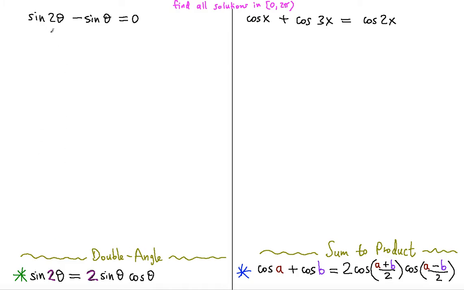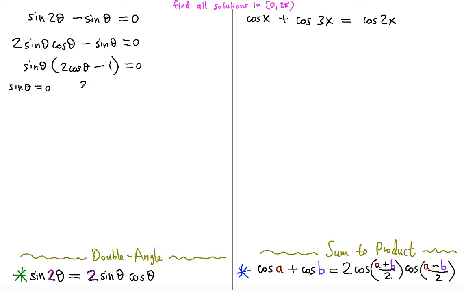As you can see, the sine of 2 theta is equal to 2 sine theta cosine theta, right? So we're going to just substitute with that, 2 sine theta cosine theta minus sine theta is equal to 0. So that means we can actually take out the sine theta, factor it out, and we're going to have 2 cosine theta minus 1 is equal to 0. So that means sine theta is equal to 0, or 2 cosine theta minus 1 is equal to 0.